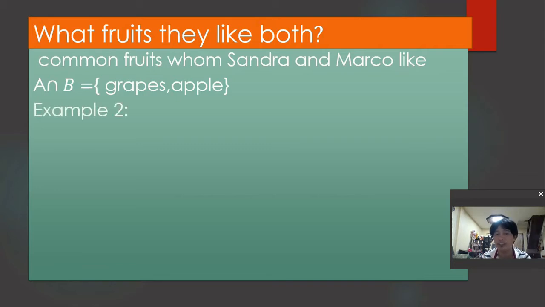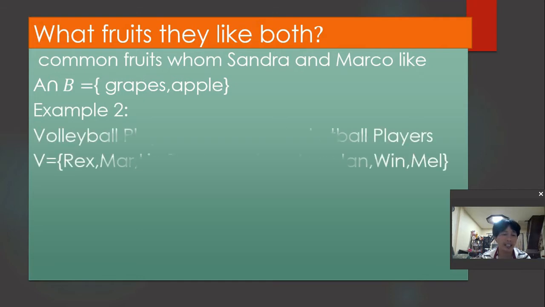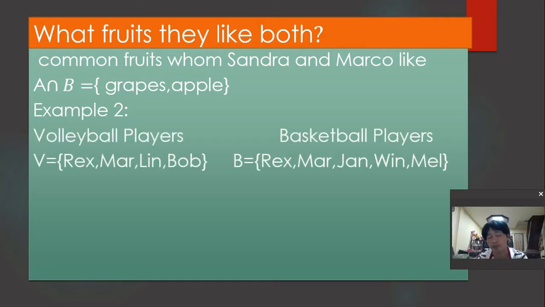So, example number 2. Still the same examples from our previous examples. We have volleyball players and basketball players. Set V whose elements are Rex, Mar, Lin, and Bob, and set B whose elements are Rex, Mar, Jan, Win, and Mel. So these are the volleyball players and basketball players.